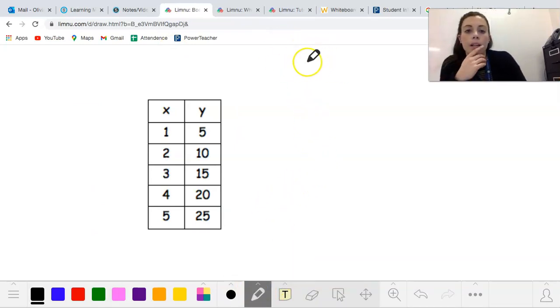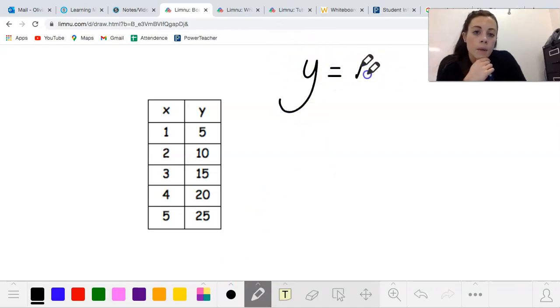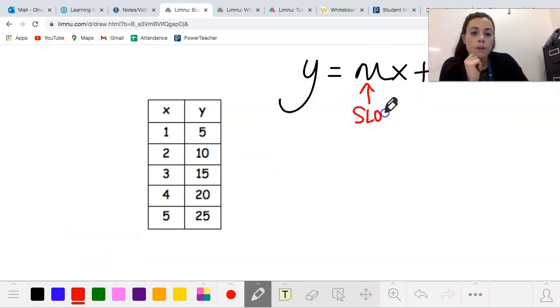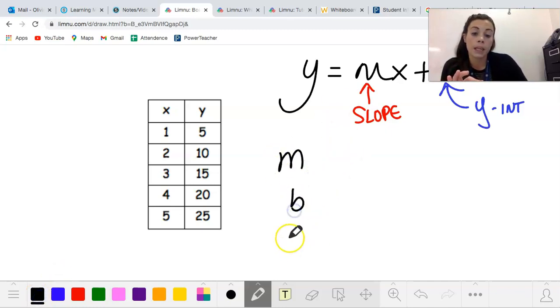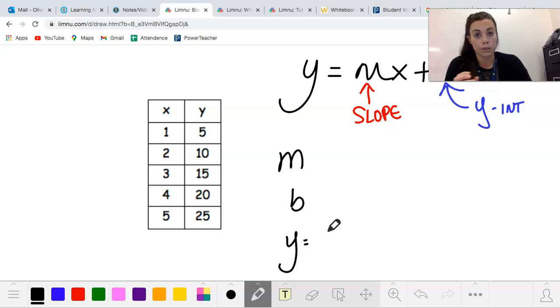So we're talking about tables. You know that we're writing y equals mx plus b equations, right? Remembering that our m is our slope and our b is of course our y-intercept, okay? Our m is our slope, our b is our y-intercept. So I need to find my m, my b, and I need to write my y equals equation, right?